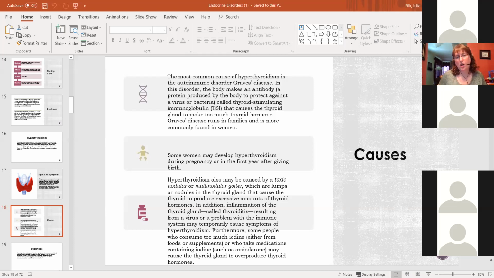Okay, some other causes that you might see for this. Some people actually get this when they're pregnant, or in the first year after giving birth. So pregnancy would be another cause. Another one would be toxic nodular or multinodular goiters. These are lumps or nodules in your thyroid gland that cause the thyroid to produce excessive amounts of hormones.